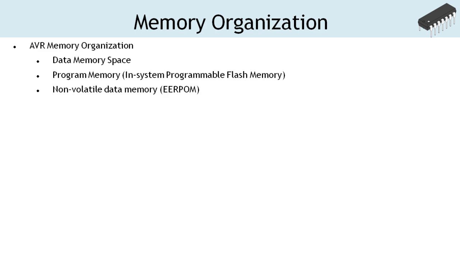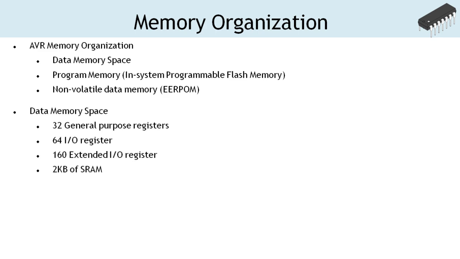Hello and welcome. In this lesson, we shall learn about the memory organization of AVR CPUs. The AVR core has three memory spaces: 1. Data memory, 2. Program memory, and 3. EEPROM memory. The data memory space is mapped to general purpose register file, IO register, extended IO register, and SRAM.